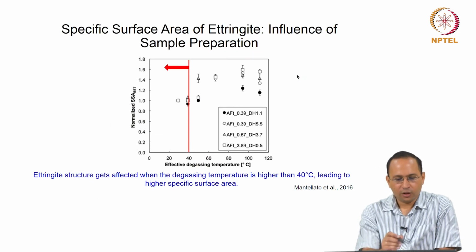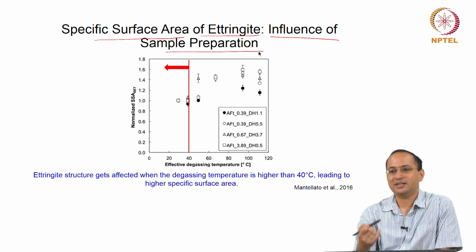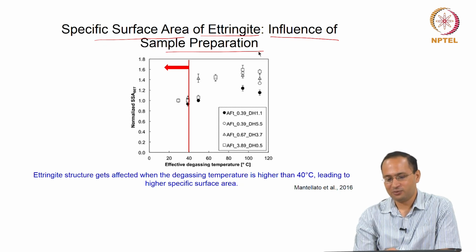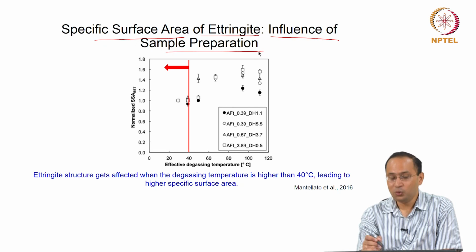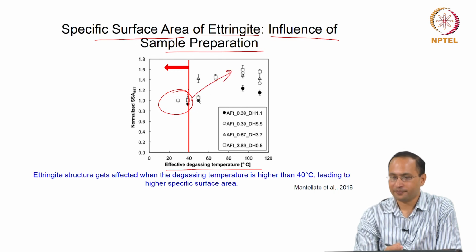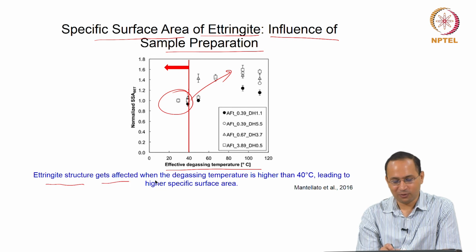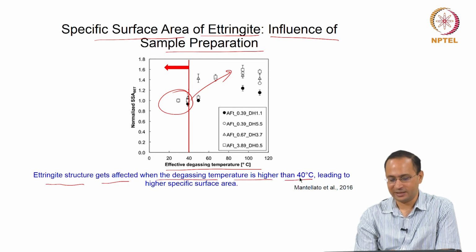Okay. Also, we can determine the specific surface area of Ettringite. What happens when you use different sample preparations, because the Ettringite phase is very sensitive to temperature. So, here also again you see, as long as the degassing temperature is below 40 degrees Celsius, you do not see much change, but as you increase the temperature to 60, 80, 100, you see an increase in BET surface area. Again, the Ettringite structure gets affected when degassing temperature is higher than 40 degrees Celsius, leading to higher specific area.